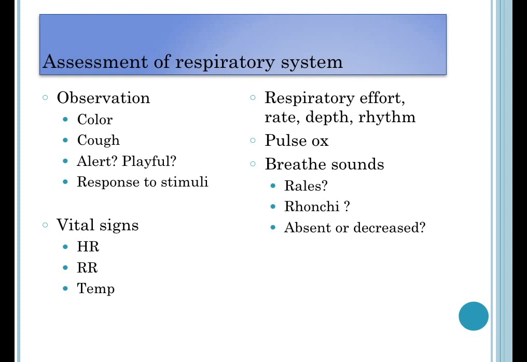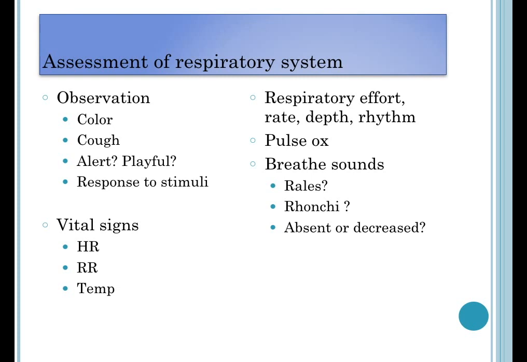So look at their color, notice any kind of cough that they may have, and how do they respond to stimuli. You need to focus on their vital signs, and with a respiratory disorder, in particular, we're looking at their heart rate, their respiratory rate, as well as their temperature. What kind of effort are they using to be able to get in enough air? How deep are they having to breathe? What is the rhythm of their respirations? You can do all of this without even touching the child, other than the vital signs.